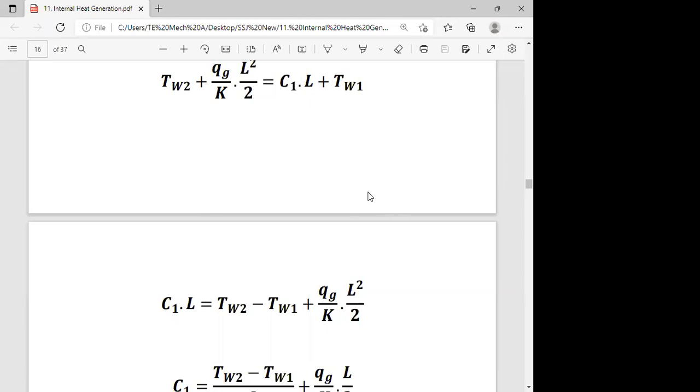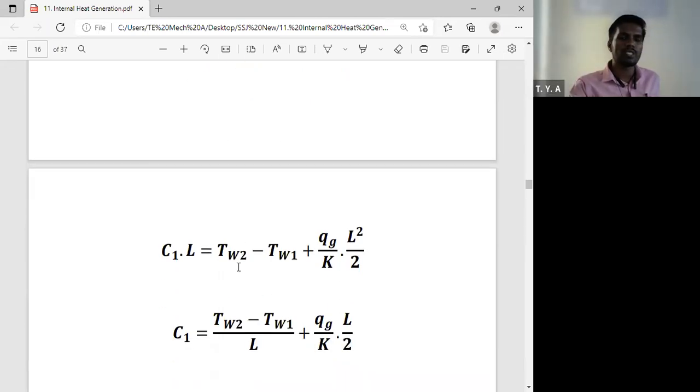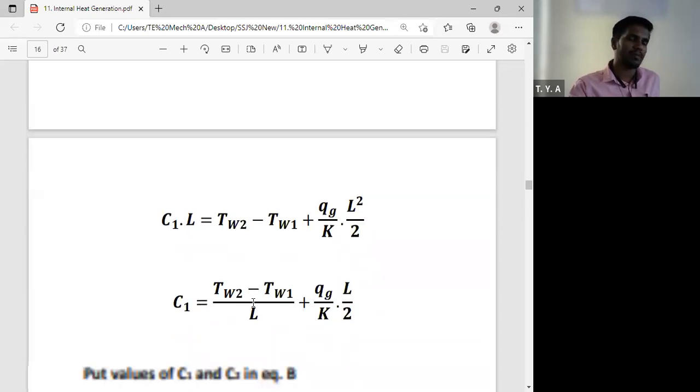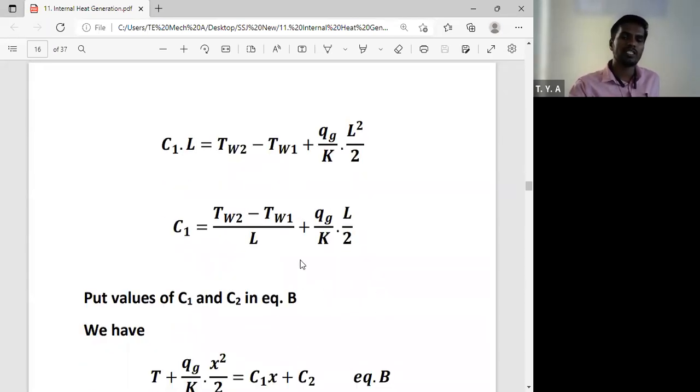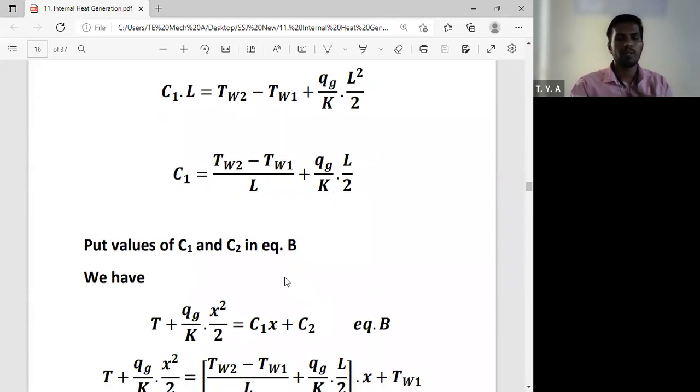Okay, so from this simplification we get the value of C1. So what is the value of C1? TW2 minus TW1 divided by L plus QG into L divided by 2K. Okay, so this is the value of C1. So we get the value of C1 and C2. So put those values of C1 and C2 in equation B. Equation B मध्ये put करा.